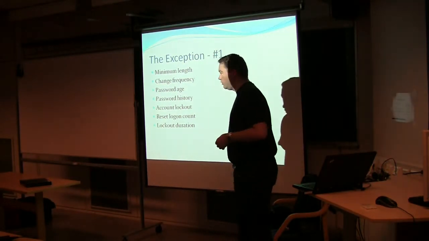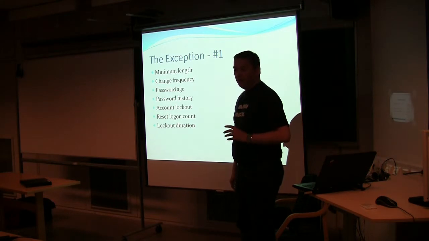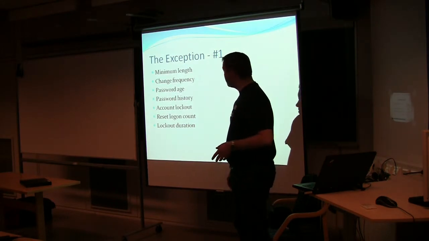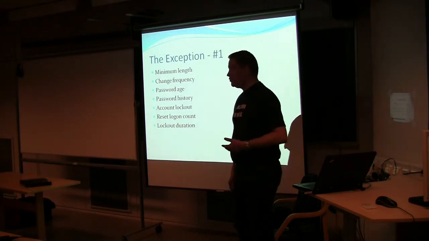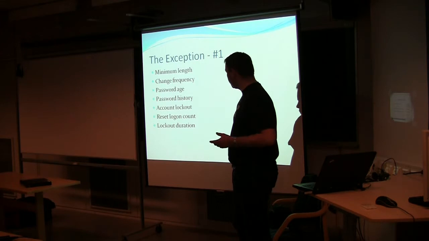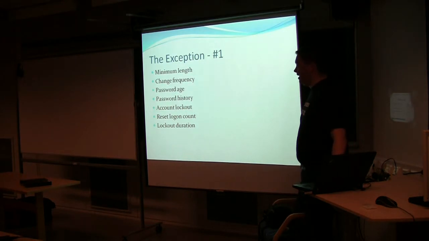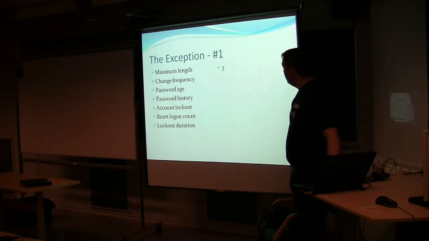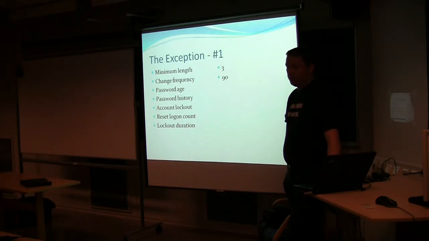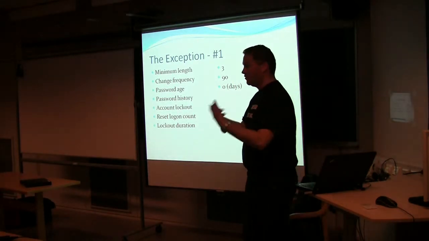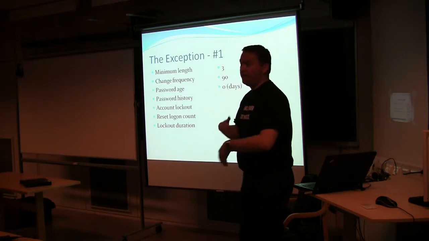So there are some default Windows parameters that you can normally configure, like minimum length, change frequency, password age, how often you can change your password, password history, account lockout, reset logon count, and lockout duration. And in this domain, at the time that I extracted the data, the minimum password length was 3. Change frequency was 90 days. You had to change your password every 90 days. You could change your password immediately, so you change it, and you can change it again and again and again.